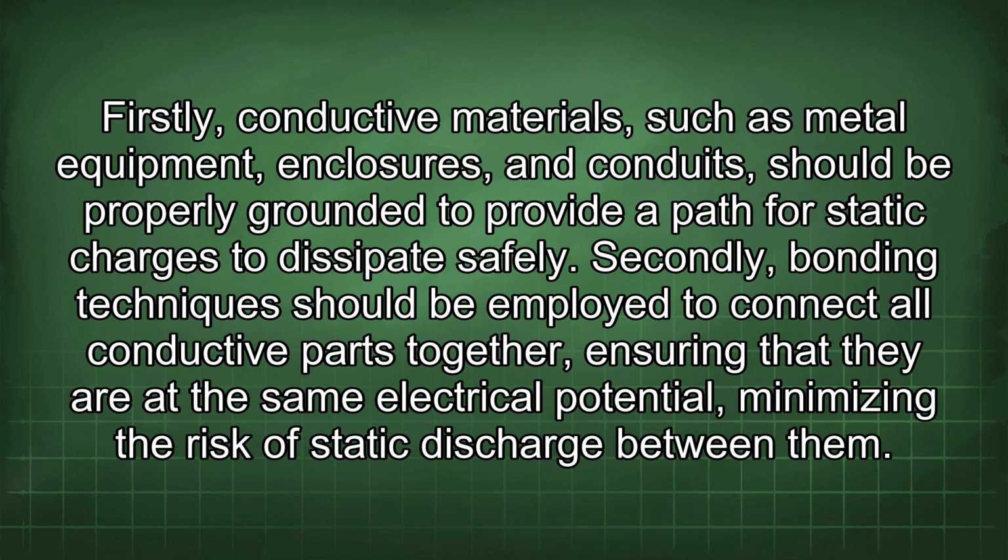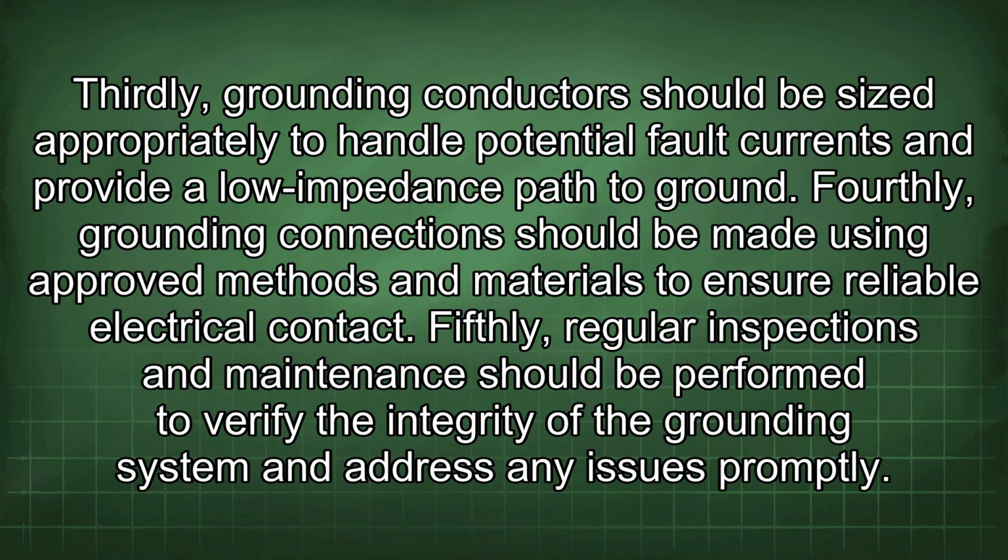Secondly, bonding techniques should be employed to connect all conductive parts together, ensuring that they are at the same electrical potential, minimizing the risk of static discharge between them. Thirdly, grounding conductors should be sized appropriately to handle potential fault currents and provide a low impedance path to ground. Fourthly, grounding connections should be made using approved methods and materials to ensure reliable electrical contact. Fifthly, regular inspections and maintenance should be performed to verify the integrity of the grounding system and address any issues promptly.